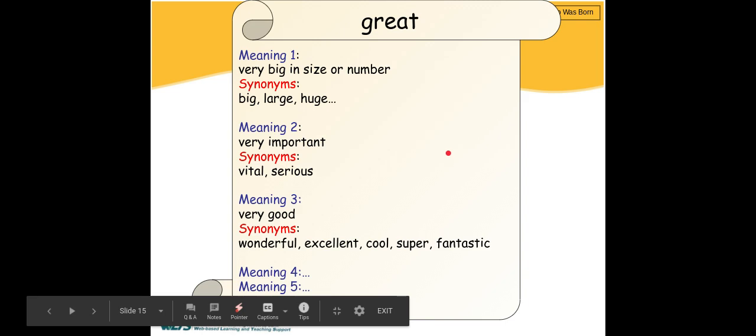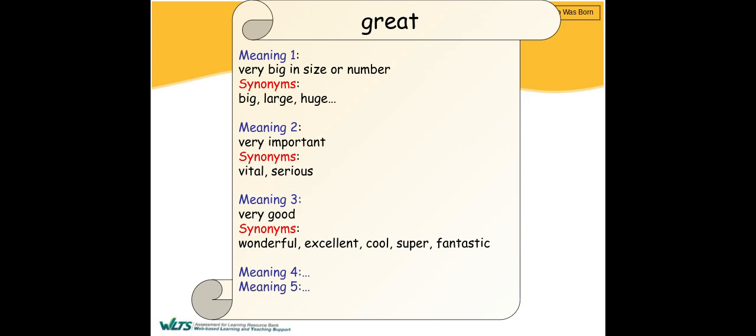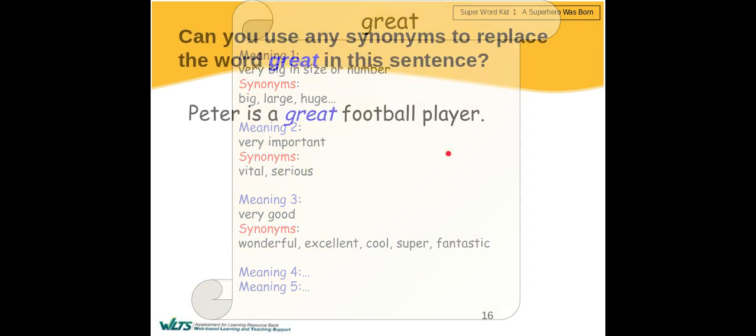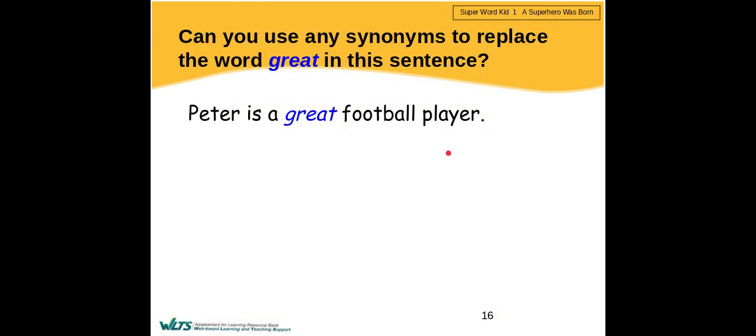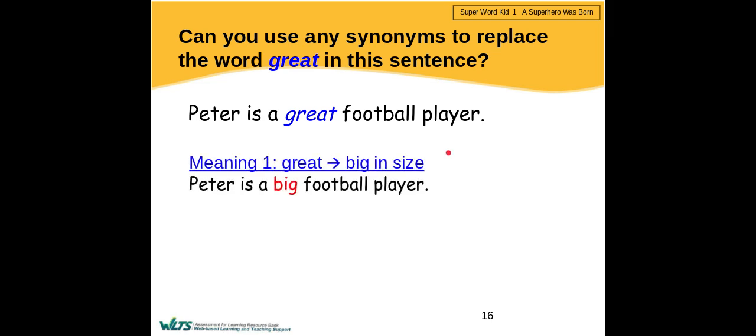So you have to make sure you know the meaning of the word based on the context that it's in and around it. So, can we use any of the synonyms to replace the word great in the sentence? Peter is a great football player. The first meaning is great, meaning big in size. Peter is a big football player. Is that really what we're trying to convey in that sentence? Is that what we're trying to say in that sentence? No, we're not.